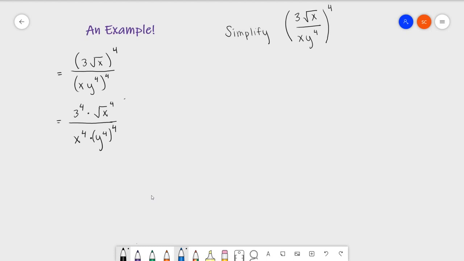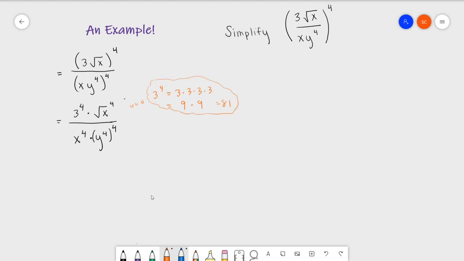I also have a power on a root, so let's do some thinking on the side here. I'm thinking about 3 to the 4th. I want to figure that out. So that's the same as 3 times 3 times 3 times 3, right? Let's do that multiplication. 3 times 3 is 9, and then 9 again, so that simplifies to 81. Okay, so there's one of my little thought bubbles over here.